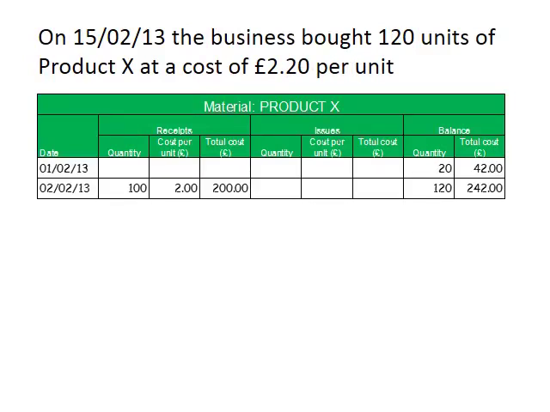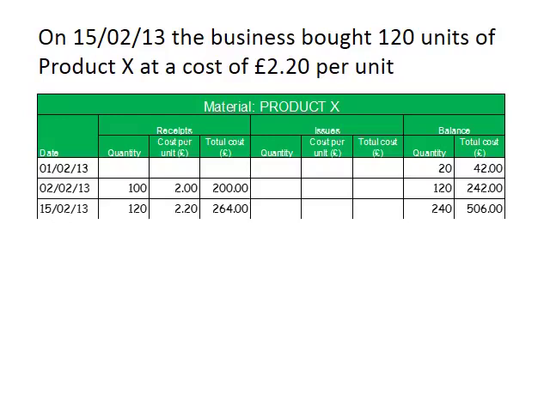Our second transaction is the purchase of a further 120 units of product X. This time, however, they cost us £2.20 per unit. Well, we take exactly the same approach to recording this transaction as we did with the previous transaction. So we'll record the date of 15th of February, we record the 120 units that have been purchased, the associated cost of £2.20, and we calculate the overall total cost of those 120 units, so that's just £264.